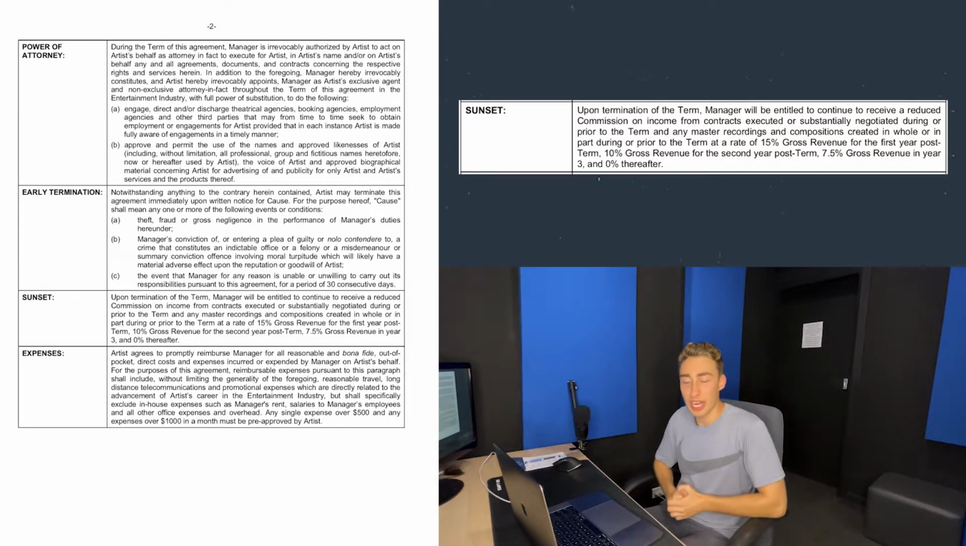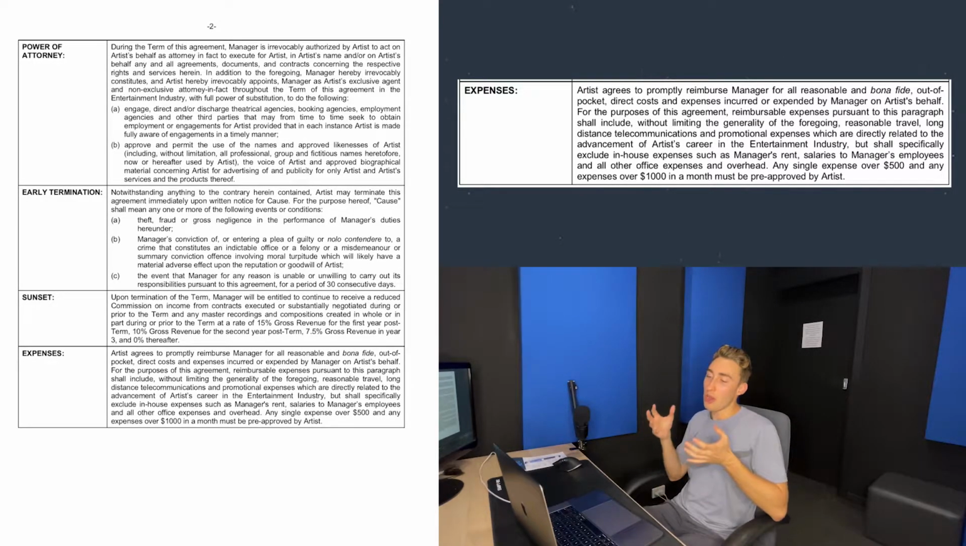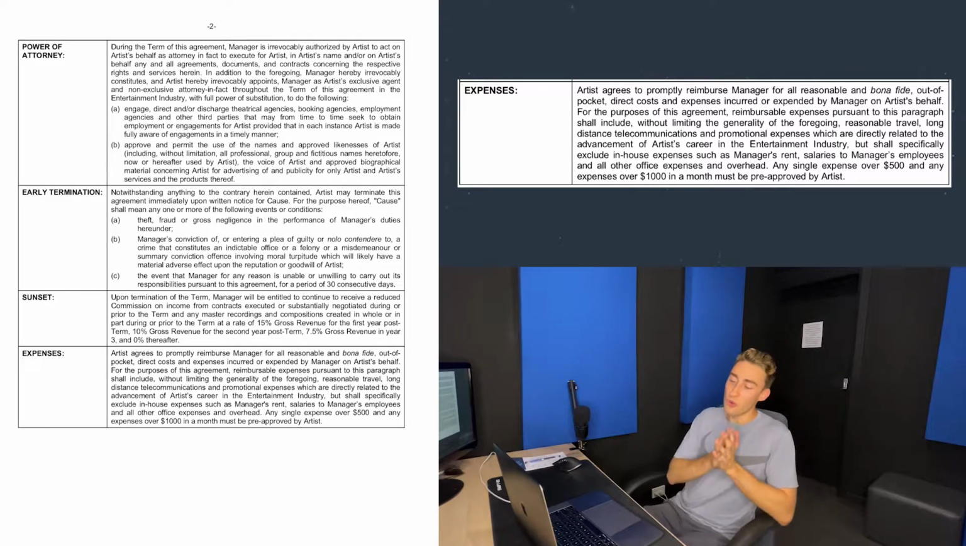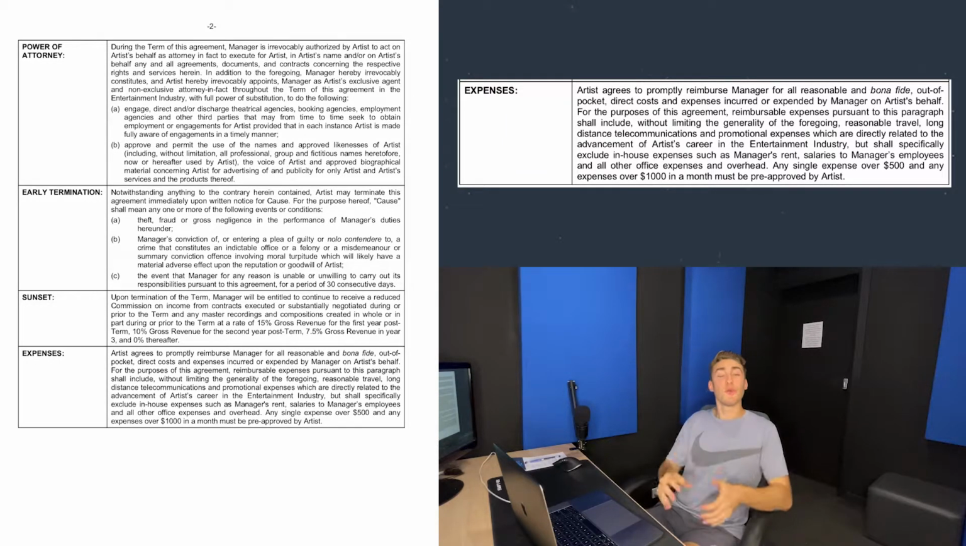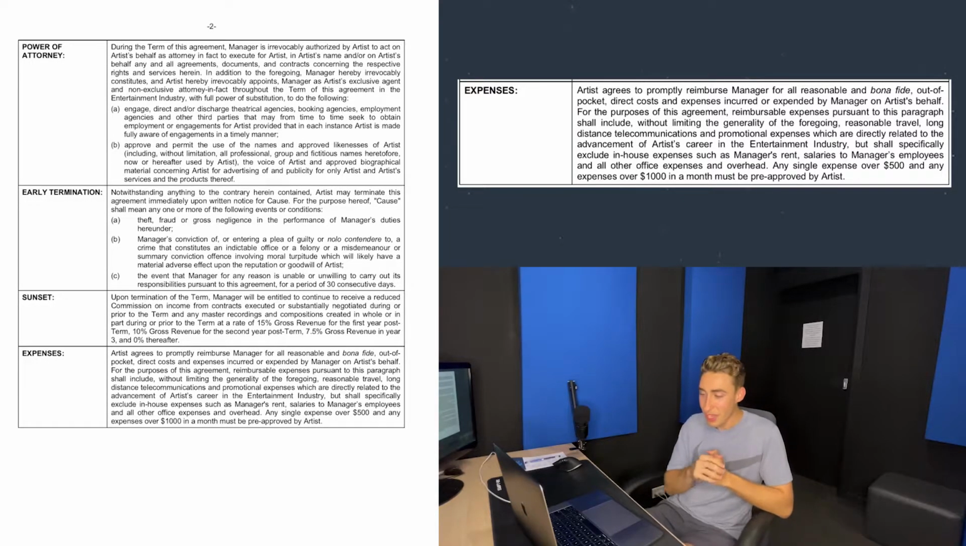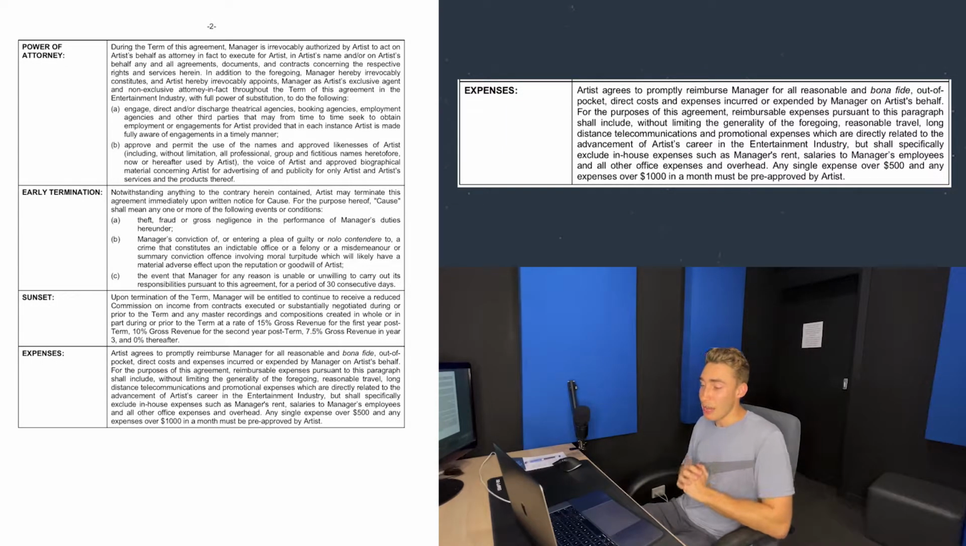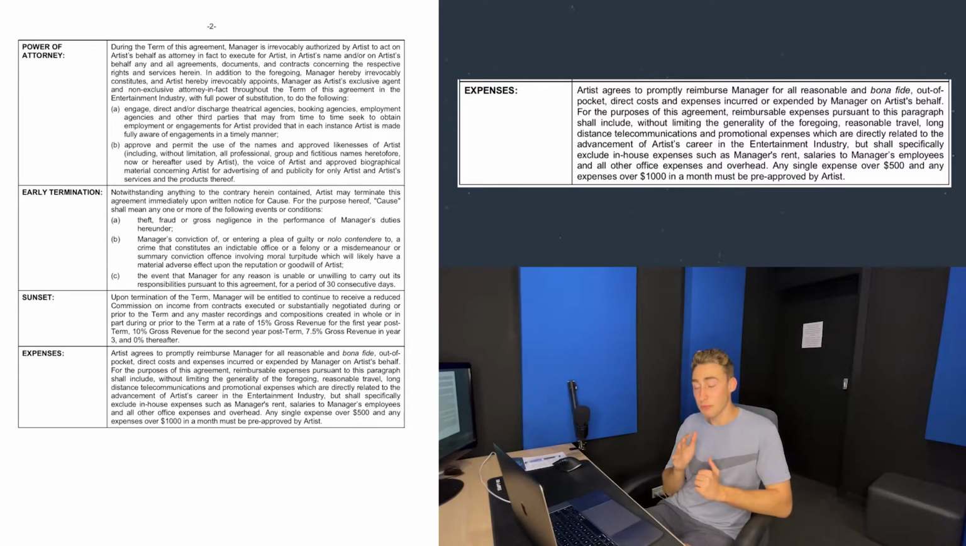The next section in the contract is directed towards expenses incurred throughout the contractual period. This section ensures that the artist will reimburse the manager for any expenses that the manager incurs that are directly related to the artist's career in the entertainment industry. Additionally, this section also outlines that the manager is able to expense on the artist's behalf up to $500 at any one time, and also up to $1,000 in a month without getting approval from the artist.